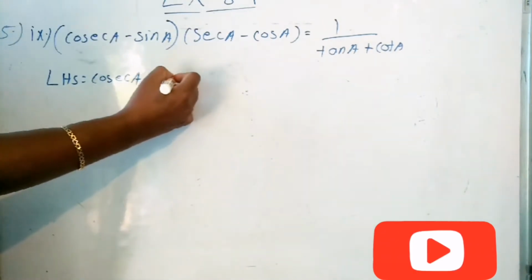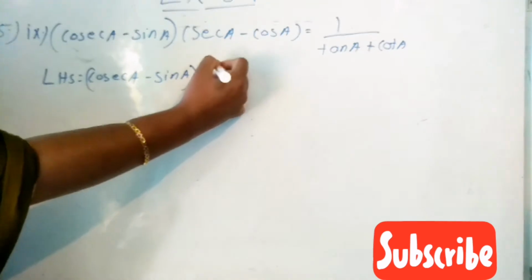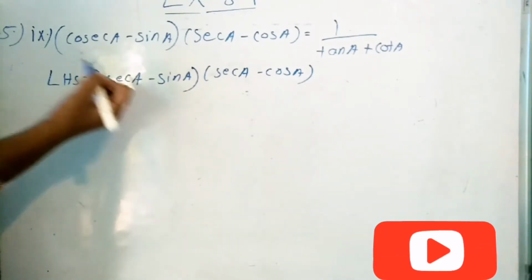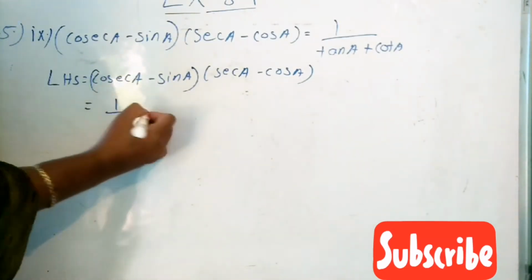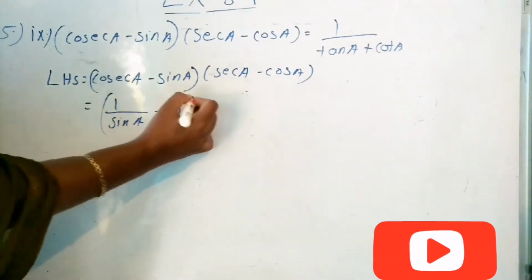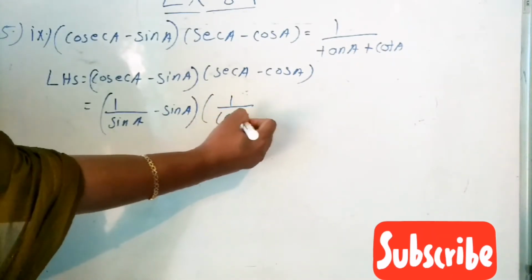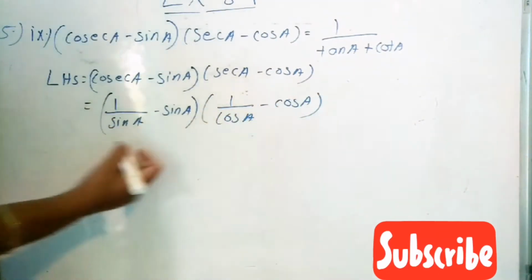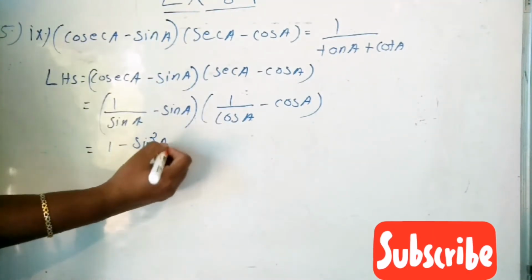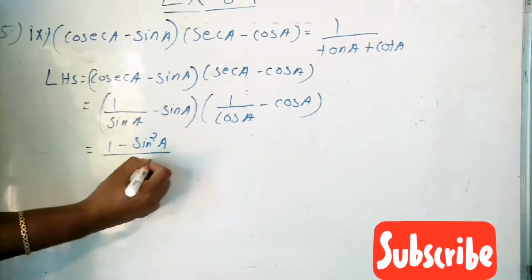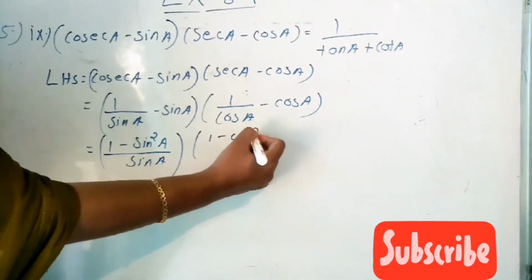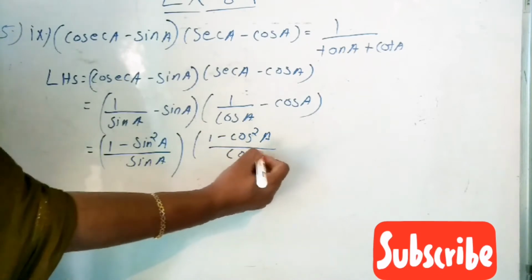(cosec A minus sin A) into (sec A minus cos A). We write cosec A as 1 by sin A, minus sin A, into sec A as 1 by cos A, minus cos A. Just take LCM, then we will have (1 minus sine square A) divided by sine A, into (1 minus cos square A) divided by cos A.